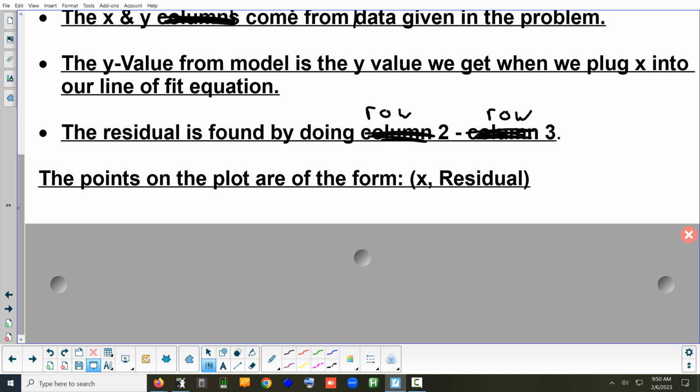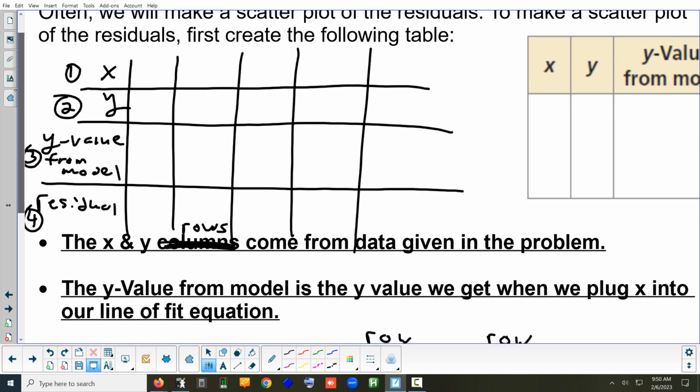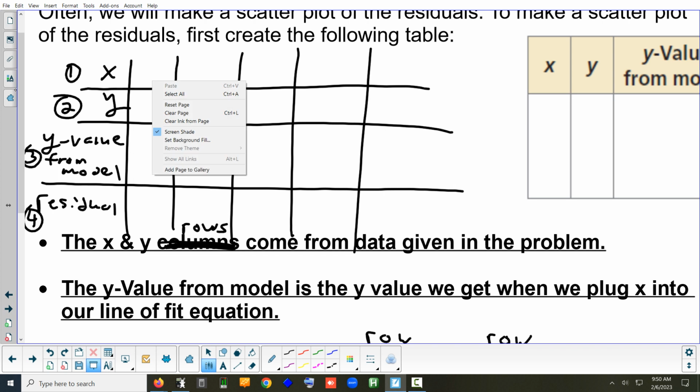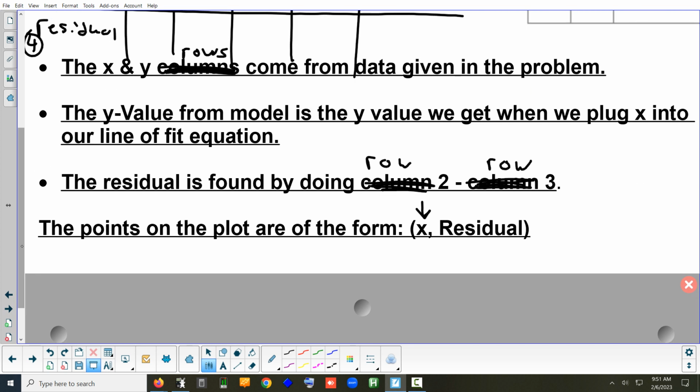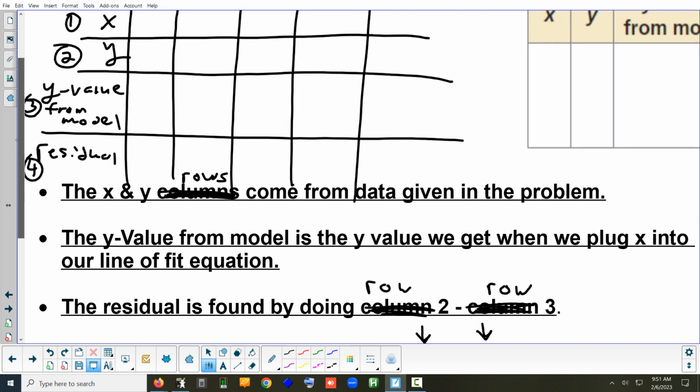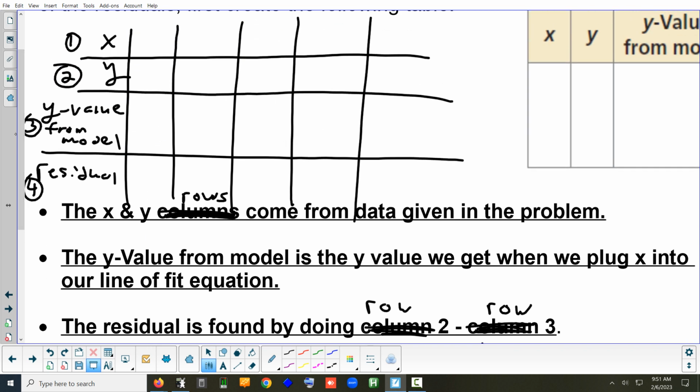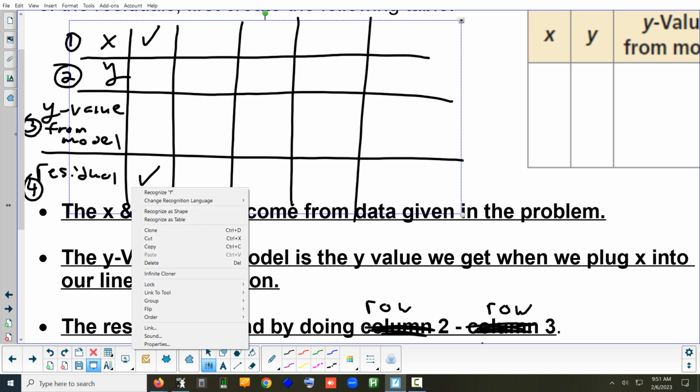And in that last step, the points we're going to graph are x. That x is going to come from whatever number is right here. And then the second thing it says is residual, and that's going to come from whatever number is right here. So when we're done, we're going to be looking at those 2 things. What did we have for an x? And what did we get for a residual? That's what we're going to focus on.